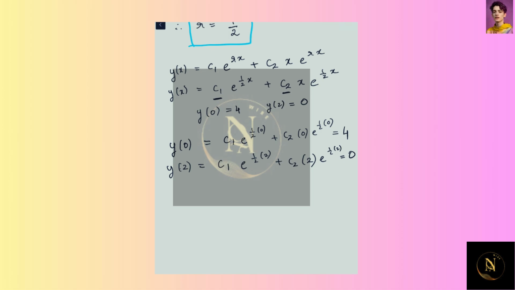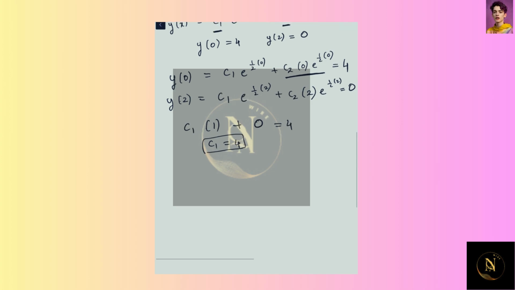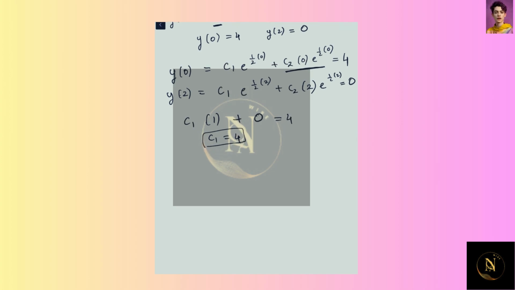Let's try to solve the first equation. The first equation becomes c1, anything raised to 0 is 1, so this just becomes 1, plus c2 multiplied by 0, so the whole term becomes 0, equals 4. So this implies c1 takes the value 4. Let's figure out what c2 is using the second equation.